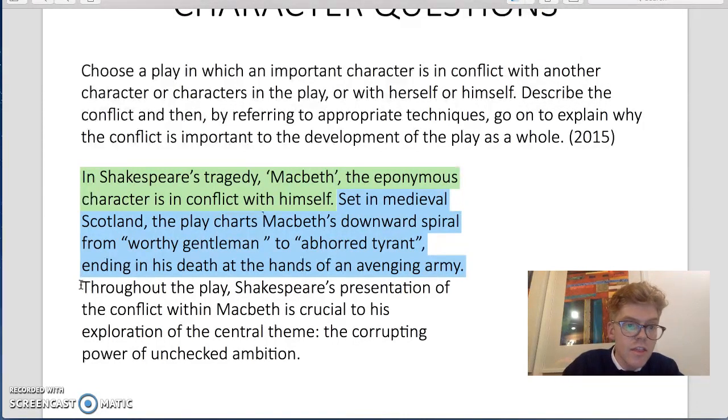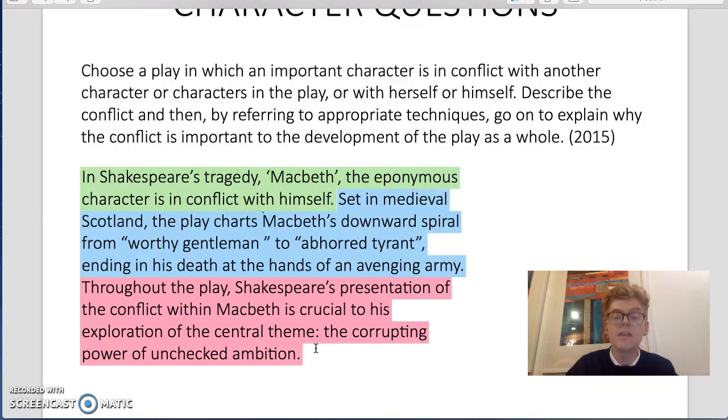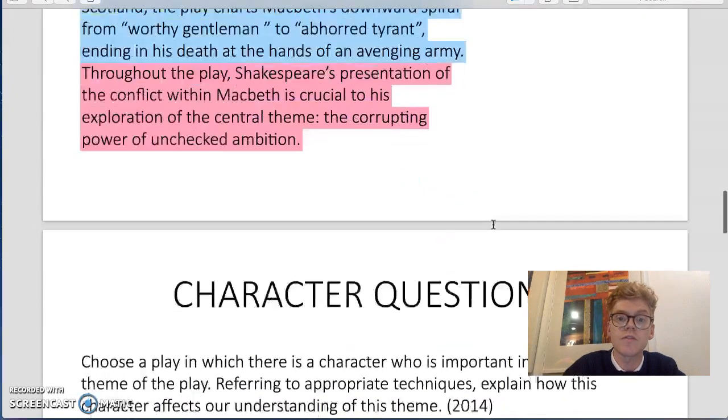And then again, third sentence, remember, we're connecting the aspect of the play that we've been asked to look at to the central concerns. And here, it's this character who's in conflict. So throughout the play, Shakespeare's presentation of the conflict within Macbeth is crucial to his exploration of the central theme, the corrupting power of unchecked ambition. Again, we're set up for a good essay.